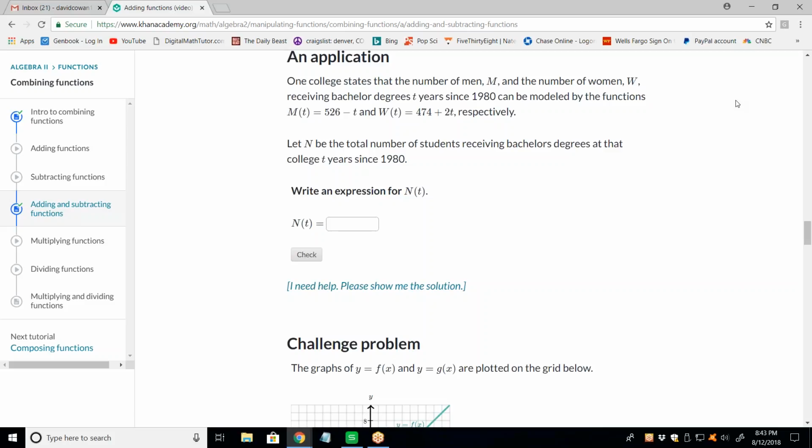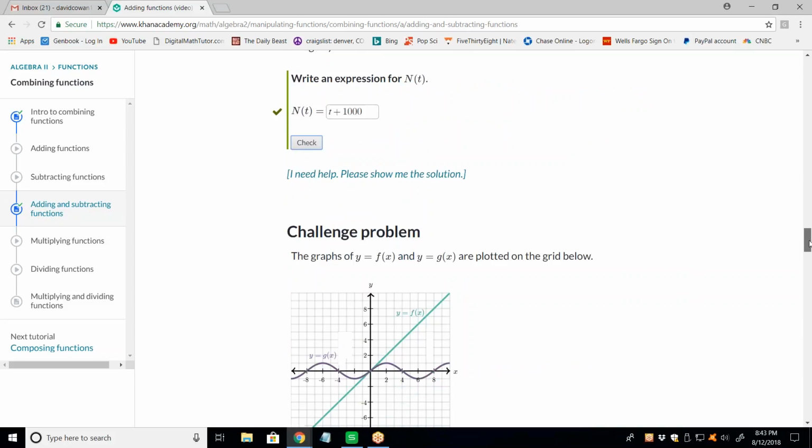So what is it going to be? It's going to be 1,000 plus T. Good. In other words, you're just going to add those two functions together. And just to get in good habits, I'm going to put the T first, because normally when you're talking about polynomial equations, you want the variable first. Now, it would have accepted it either way. I could have put in 1,000 plus T, and I'm sure it would have accepted it.